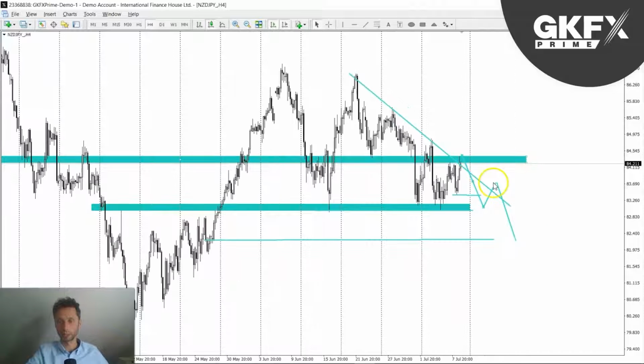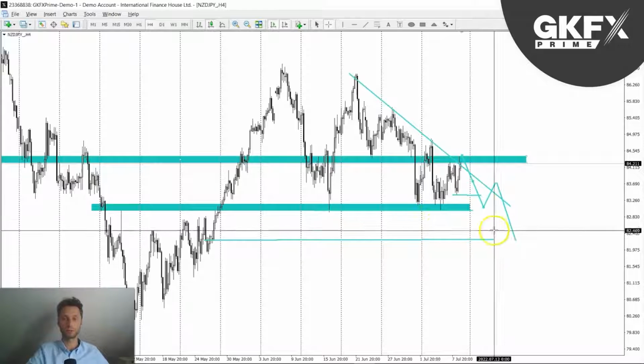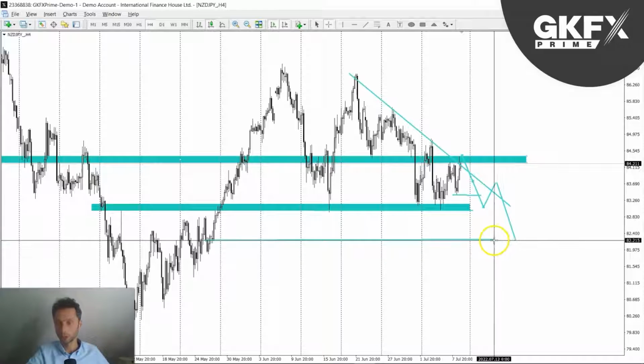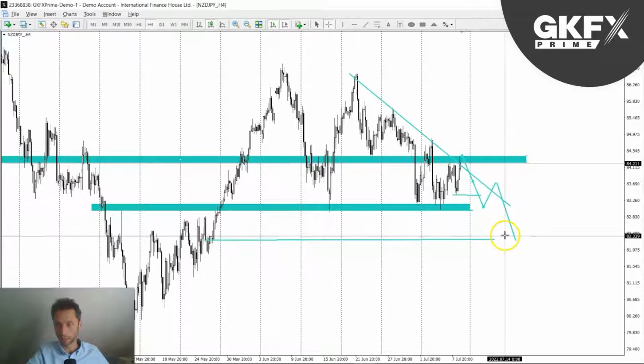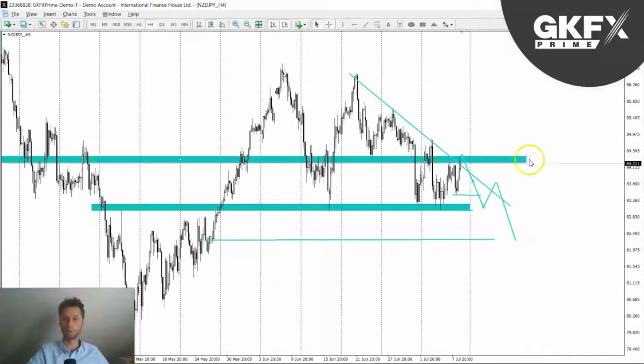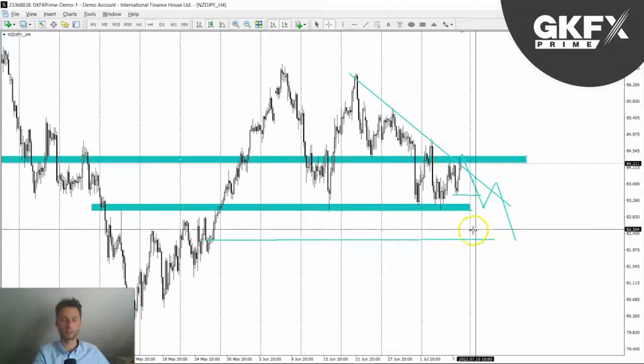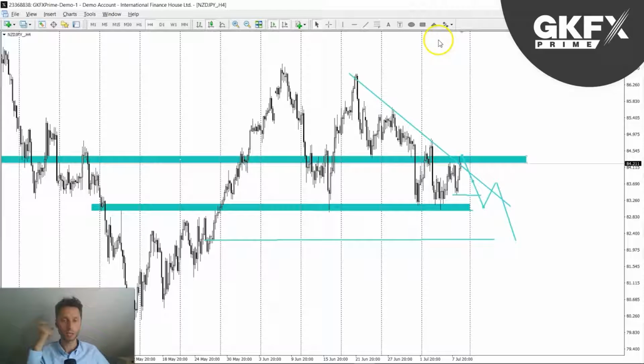But I would like break of structure, pullback, and then down to the 61 level, which would line up with the 82.2 figure. If you want to be safe, you may want to exit a little bit earlier. So that's the high probability setup on the New Zealand yen.